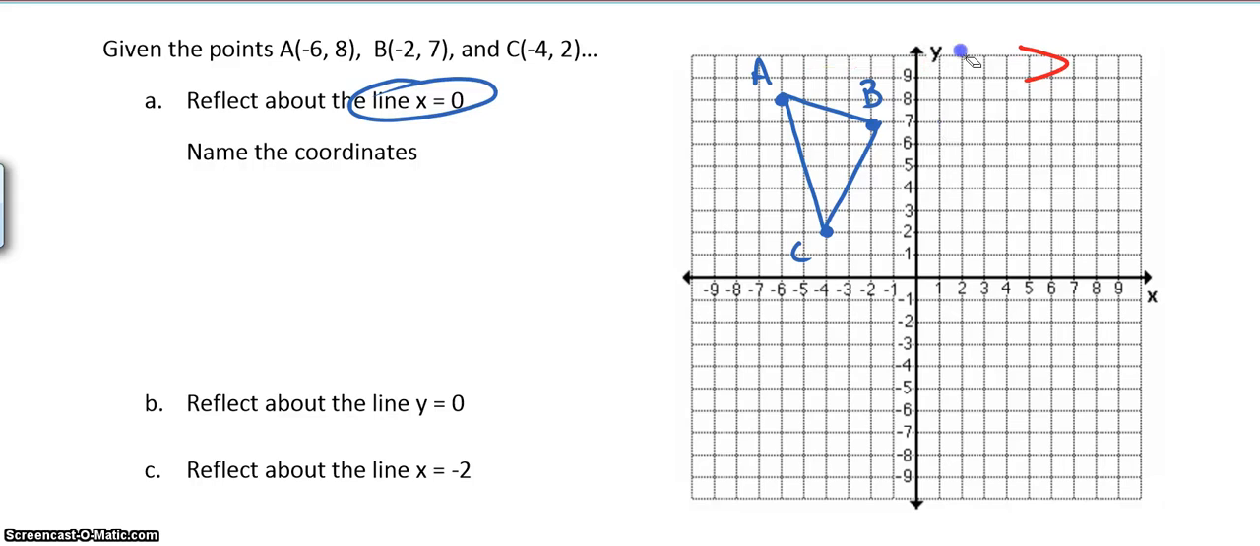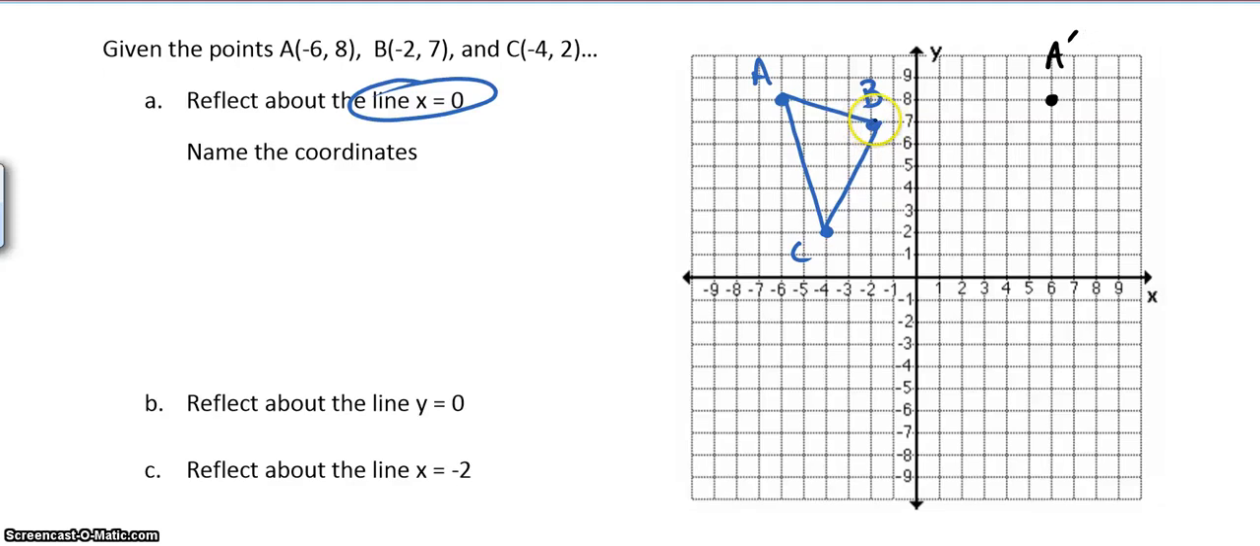So when we do that, you simply count the number of spaces and the direction you're going. We're moving to the right because we're reflecting about that line. So let's start with point A. I'm 1, 2, 3, 4, 5, 6 units away from my line. So I'm going to go 6 units in the other direction away from my line: 1, 2, 3, 4, 5, 6. And I'm going to call this A prime.